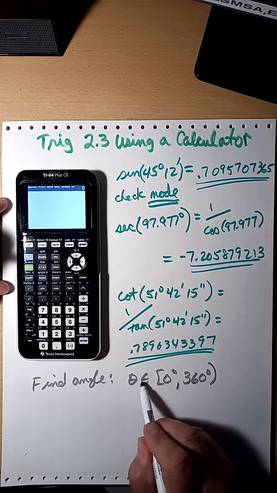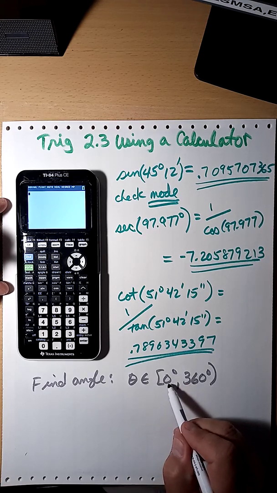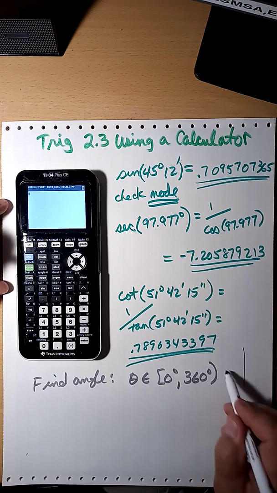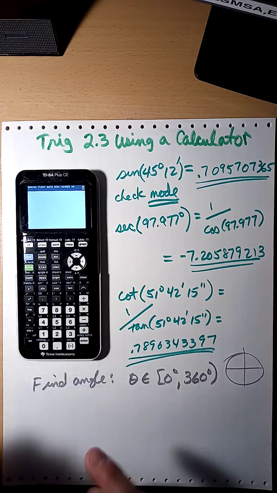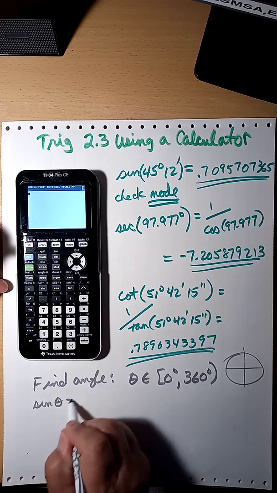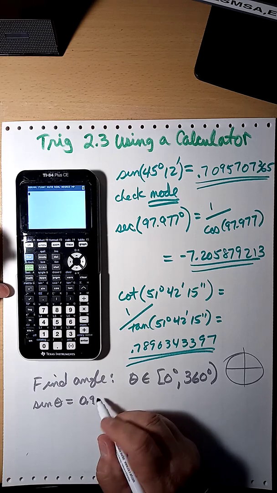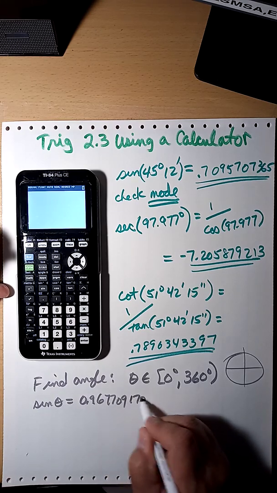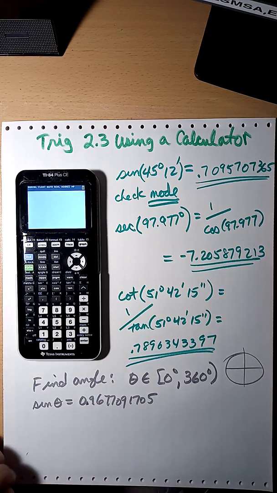Remember, this means is an element of, looks like a C with a line. Square bracket means include the endpoint. Parenthesis means exclude that endpoint. So it's from 0 to 360, but don't go all the way to 360. Suppose you're given the sine of theta is equal to 0.9677091705. How do you find theta?